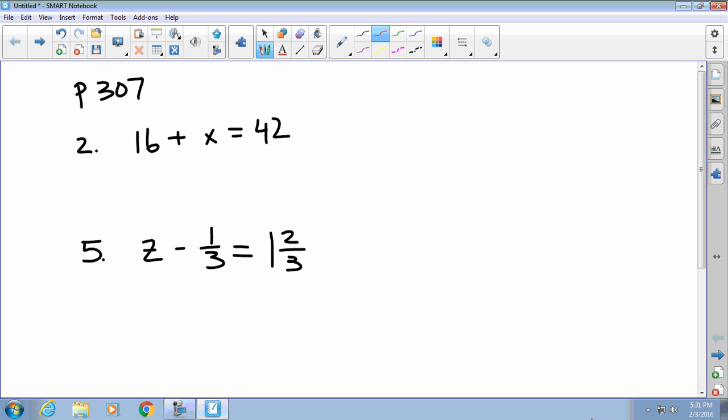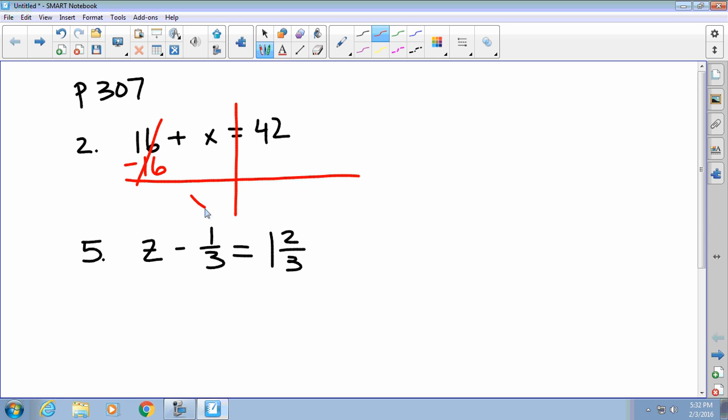Okay, we're on page 307, and we are dealing with solving algebraic equations, and we are still talking about opposite land. When you look at this problem, it's number 2 on page 307. It's 16 plus x equals 42. What I need to do is, because they are adding 16, first I want to make sure I draw my lines. Because they are adding 16, I'm going to subtract 16.